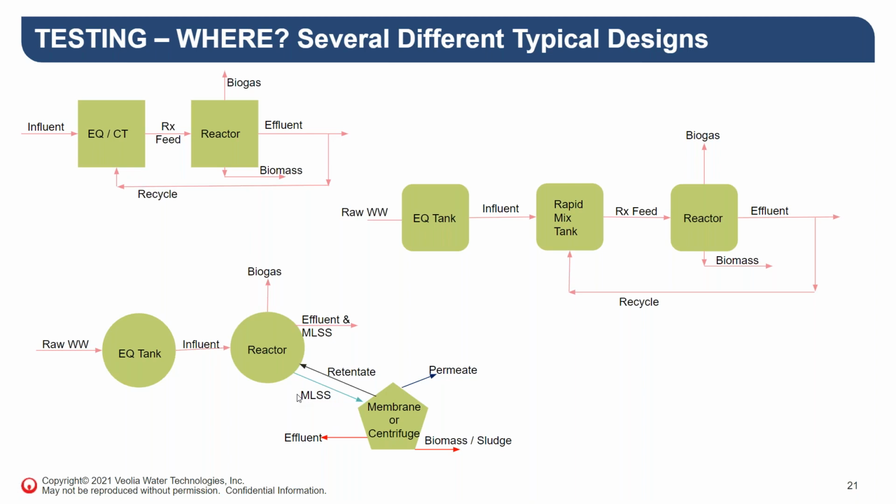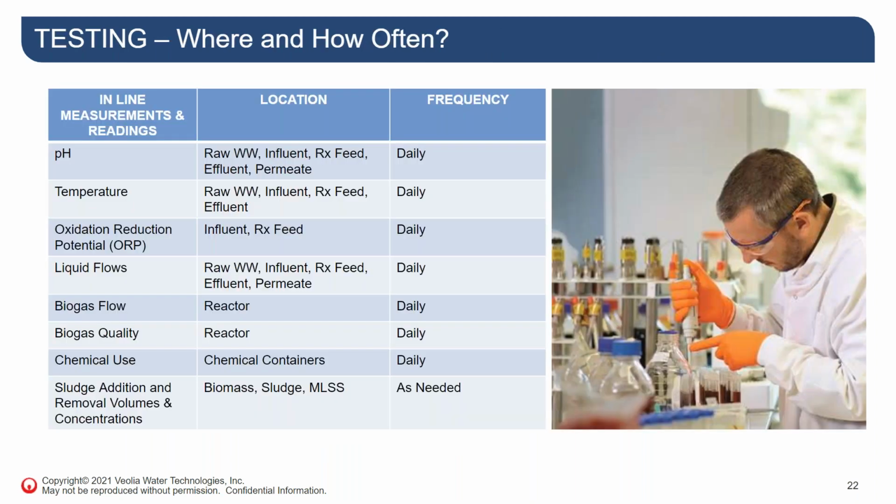If you have some sort of solid separation, either a membrane or centrifuge, for example, your effluent would either be the permeate off of the membrane, or with the centrifuge, it would be the centrate. And then you would have sludge coming off the other end. But your effluent would either be permeate or effluent, and your influent would be from your EQ tank into your reactor. Okay, TJ. So where and how often are you going to do this testing?